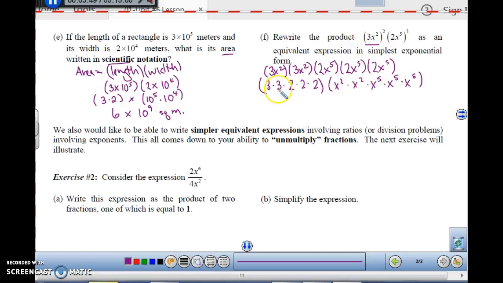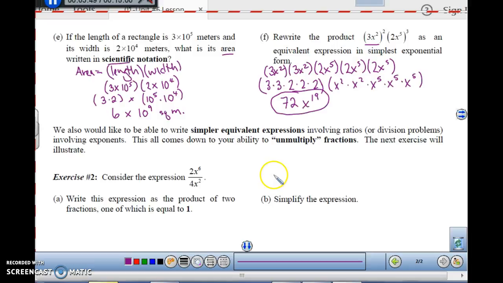All right, so 3 times 3 is 9, 2 times 2 times 2 is 8, 9 times 8 is 72. And then x, and then I have 2 and 2 is 4, and 5 is 9, and 5 is 14, and 5 is 19. So this is 72x to the 19th, written in simplest exponential form. I have one coefficient, one base, one exponent.